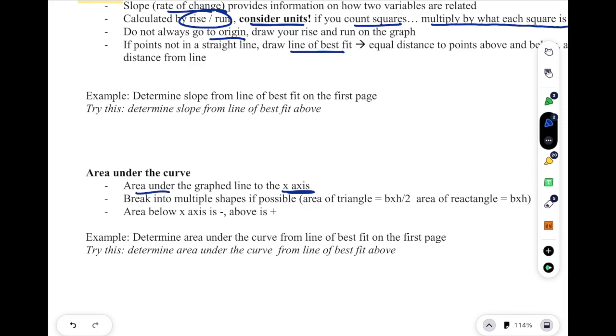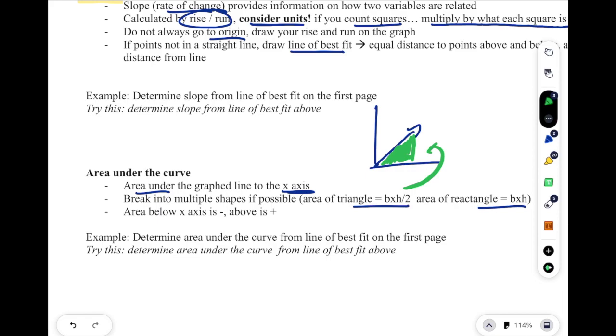Okay, so you find the area of that shape: base times height for a rectangle, base times height divided by 2 for a triangle. So I'll quickly show what that often looks like. It often looks like this. We have a graph going up, and you shade in the area under the curve to the x-axis.